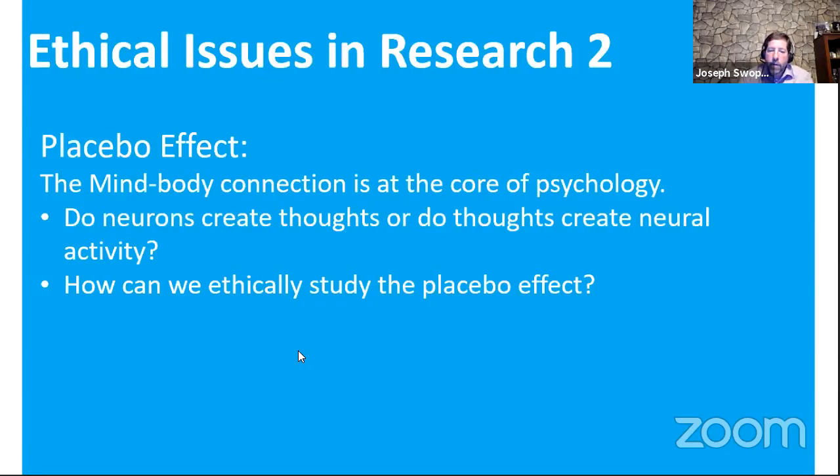So a lot of folks are fascinated by the power of the placebo effect, because if a sugar pill could reduce fever, well, then why don't we just sell everyone sugar pills? And therefore we'd have no side effects.